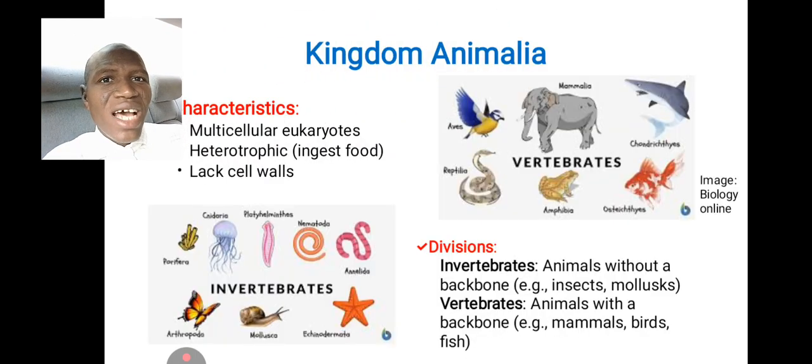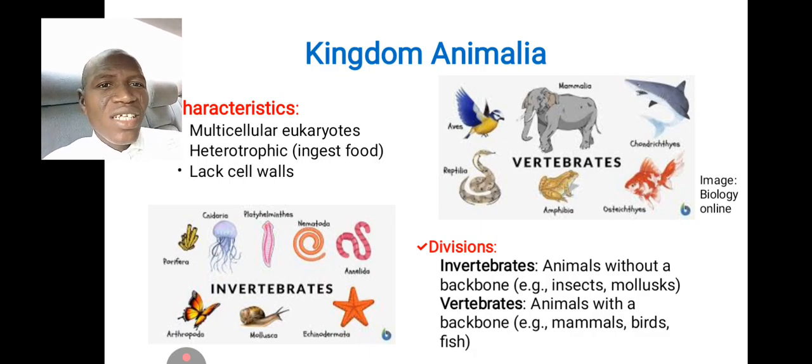Okay, then lastly we have animals. Kingdom Animalia. Characteristics: they are multicellular, they are heterotrophic. Do you see now? They ingest food, they don't produce food by themselves, and they lack cell walls. And this kingdom is divided into two. We have invertebrates and we have vertebrates. Under invertebrates, we have cnidarians, annelids, mollusca, arthropoda, and several other classes. So all these are classifications under invertebrates.